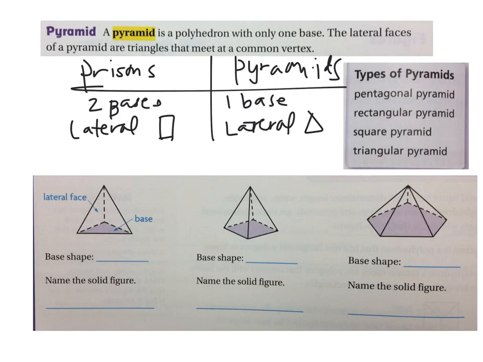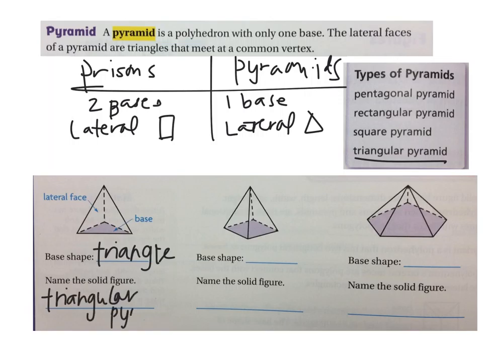Let's take a look. What is the base shape here? It's a triangle. Okay, go ahead and write that down. So then if it's a triangle, we call this a triangular pyramid. And you can see that in the word bank right here. Now, how do I know that this is a triangular pyramid and not a triangular prism? Zara? Because it only has one base. And what else? The lateral face is a triangle. It's not a rectangle anymore.